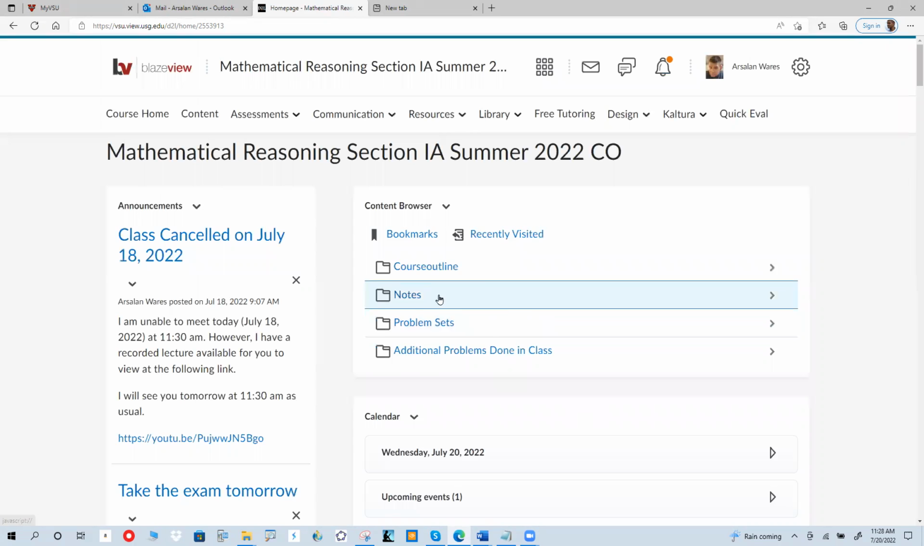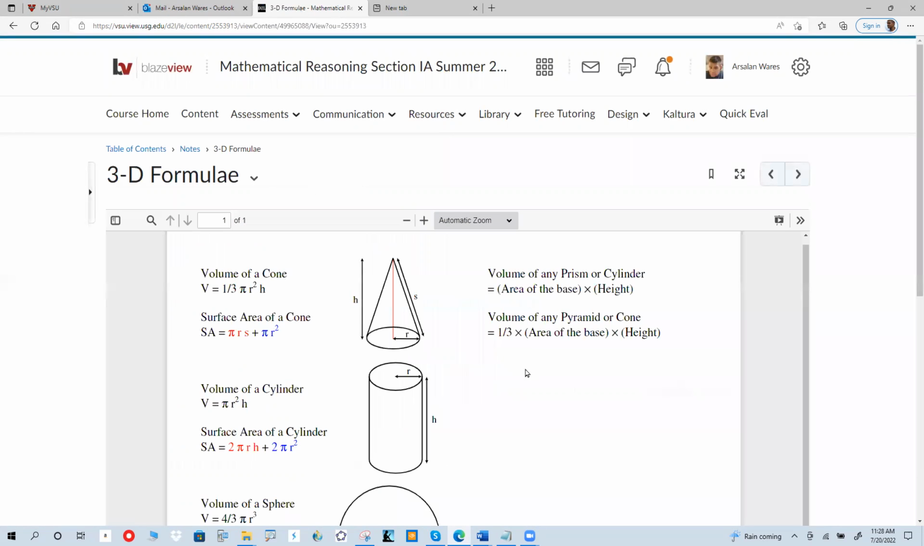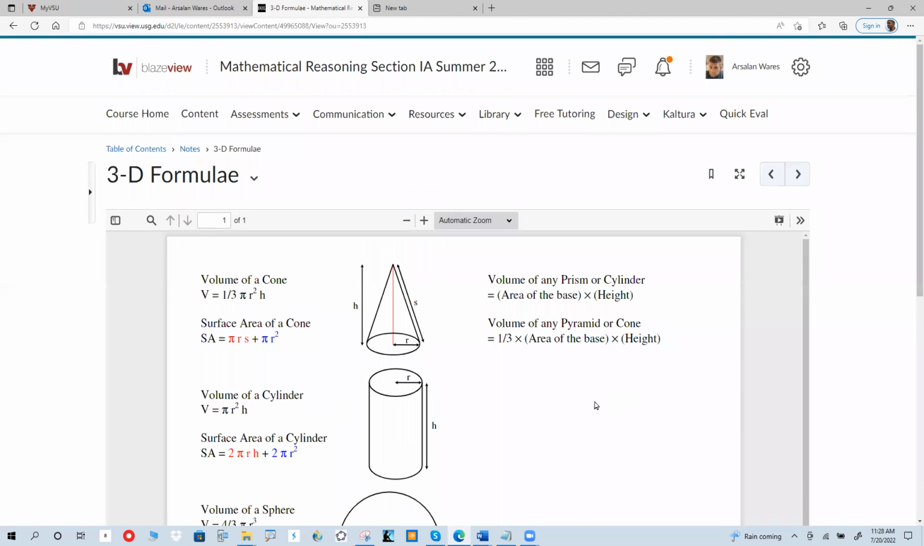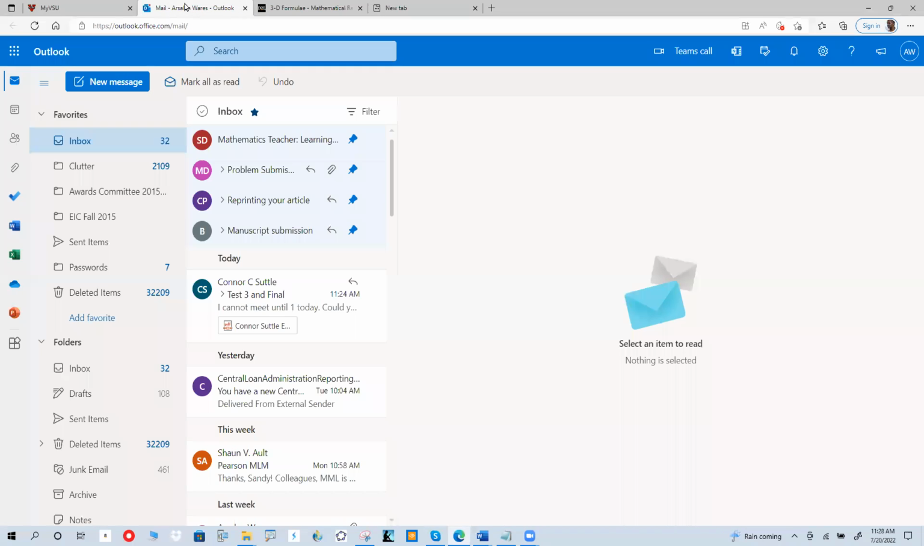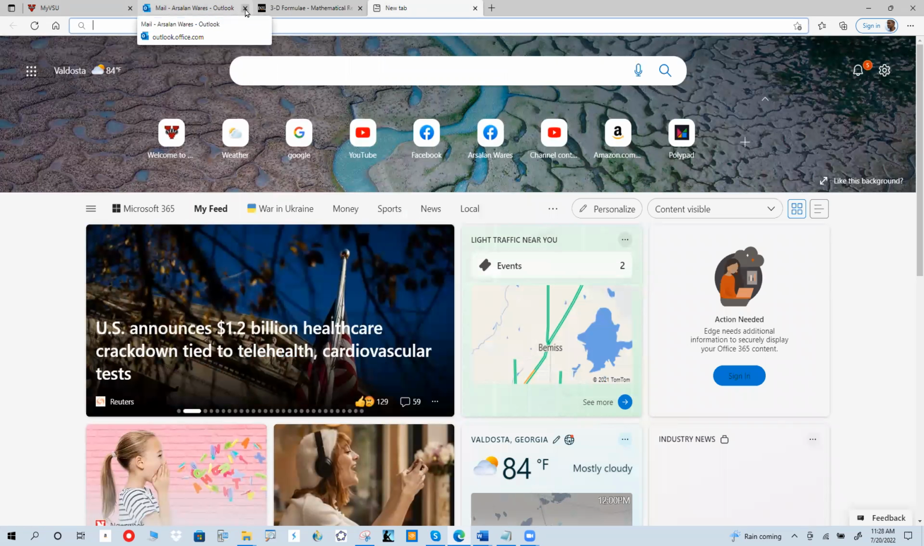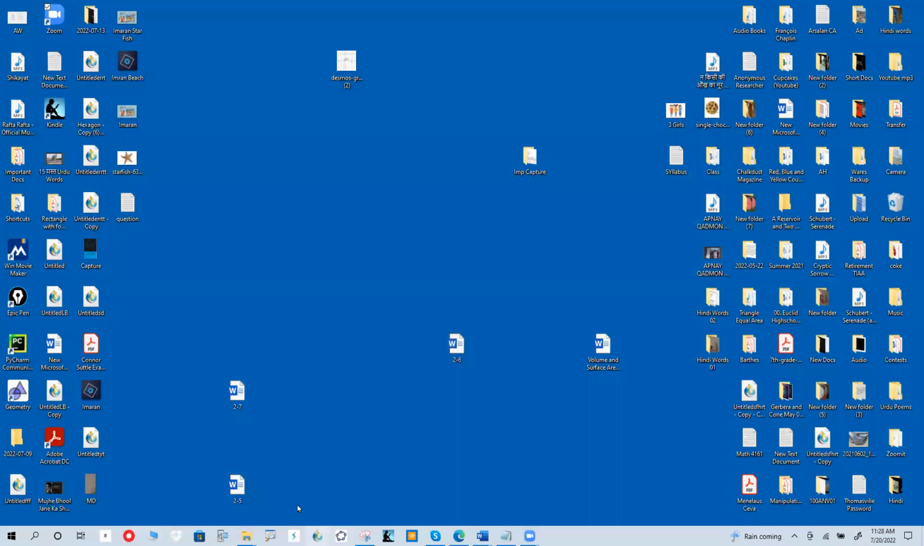Another important thing, in the notes folder, there is a document called 3D formula sheet. I'm going to go over this. It's something you have seen, most of you. You want to have it handy when you take the exam. Before we jump into our packet, I'm going to talk a little bit about this formula sheet and how we are going to use it.